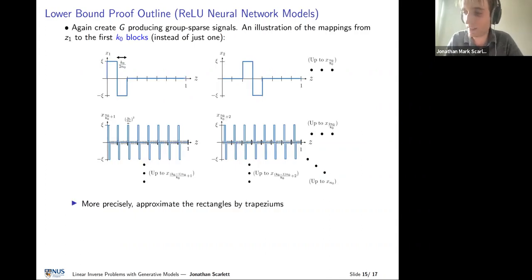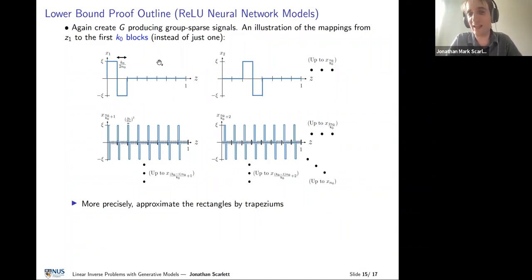The lower bound is, again, along the same lines as the Lipschitz case, but a bit more complicated. This may be a bit tough to grasp, but with the Lipschitz case, we were generating directly k-sparse signals.